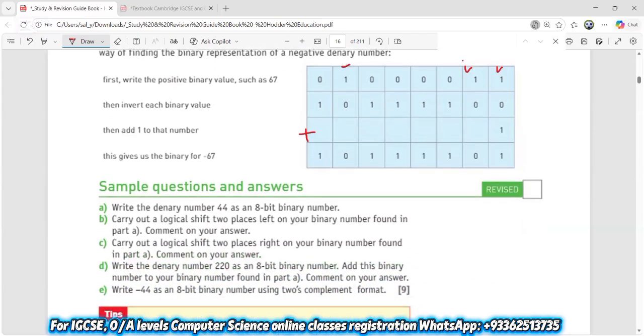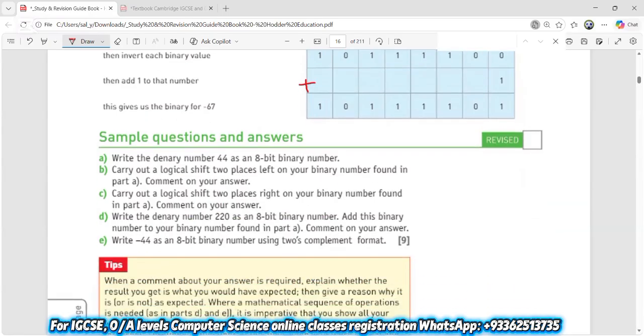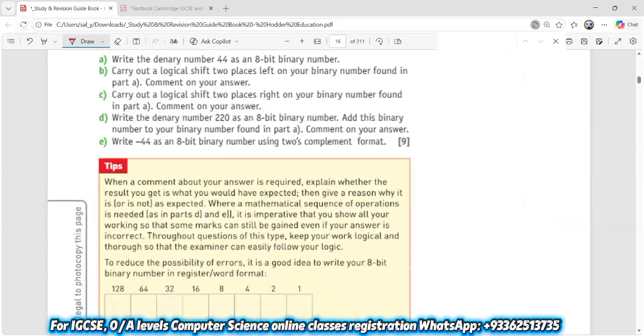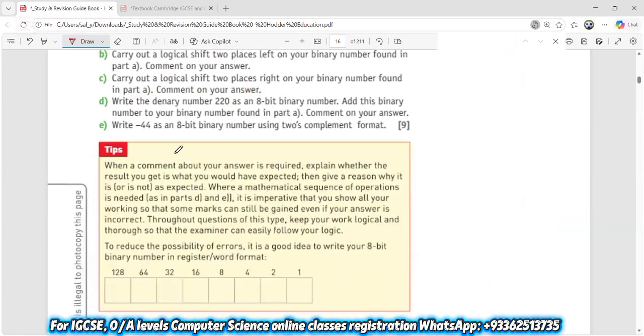Now, I hope that there is no confusion till now. All the questions are understood by everyone. Now there are sample questions and answers. You can do these sample questions and answers, but what I really want you to do is notice that they are suggesting some tips, and I keep on suggesting them also.